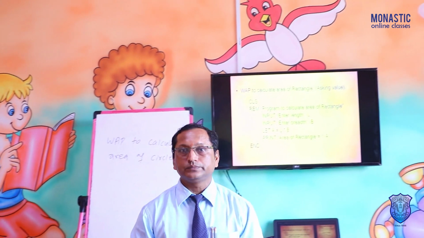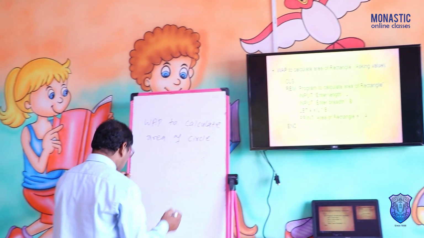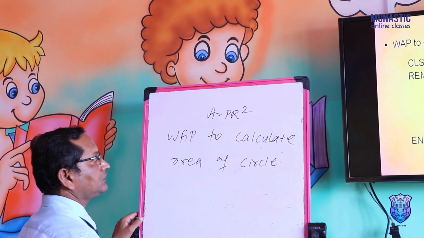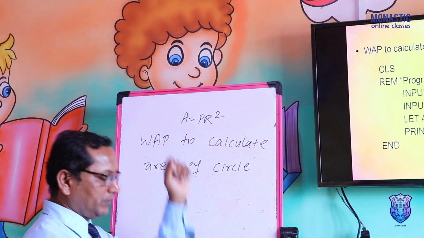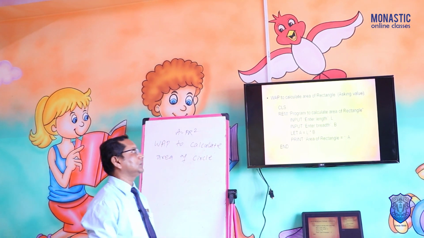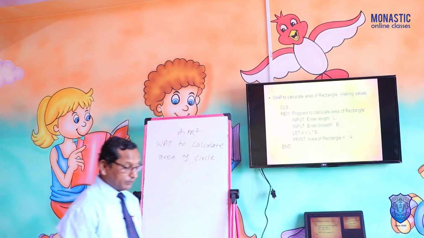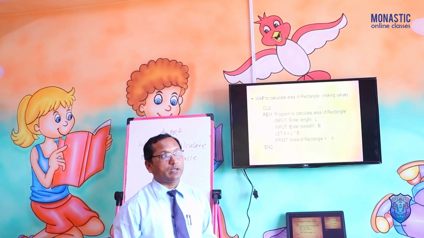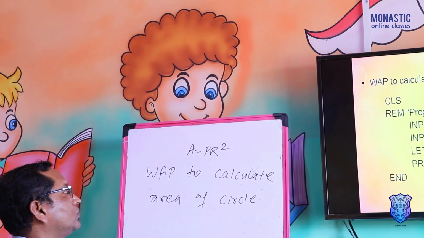Now let us see, what is the formula of the area of a circle? A is equal to pi r squared. While you learn programming, you will also gain knowledge of mathematics. Small, simple mathematics you also learn in QBASIC. So for the area of a circle, first you have to know the formula, how to calculate it. The formula is A is equal to pi r squared.